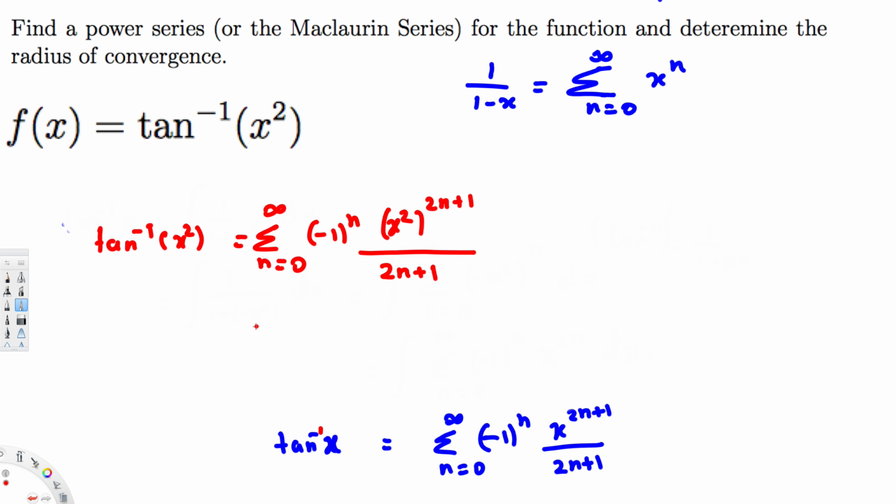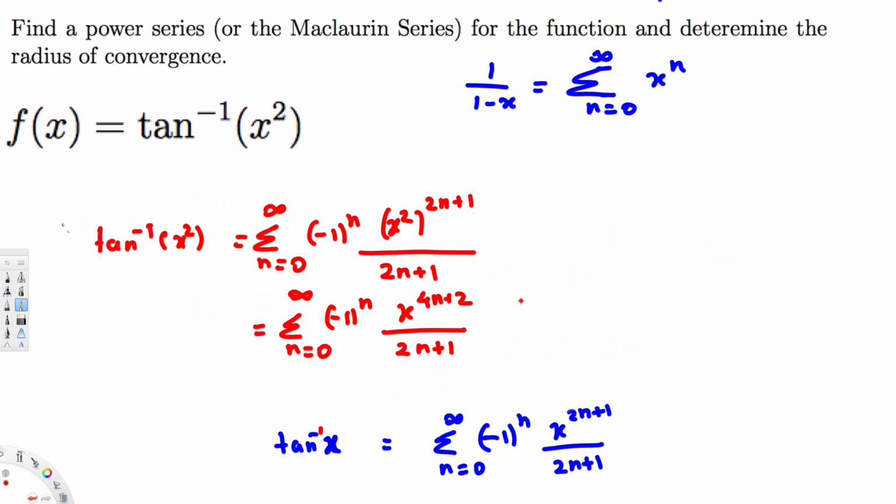And let's simplify. This is going to become sigma n equals 0 to infinity, negative 1 to the power n, and this is going to become x to the power 4n plus 2, and in the denominator we are going to have 2n plus 1, right? So now we have converted this into this pattern. This is the first question: find a power series. Now we have found it.